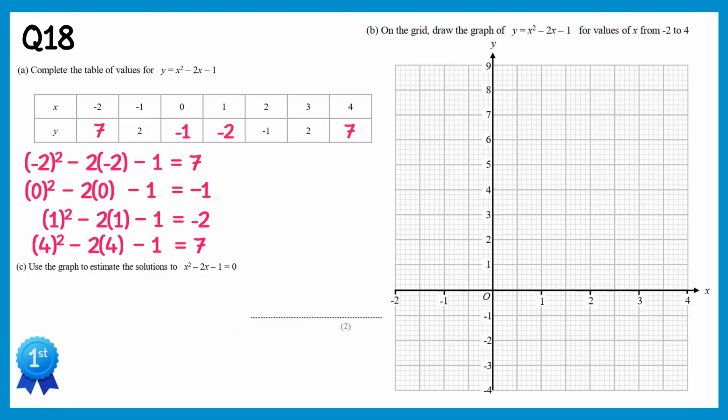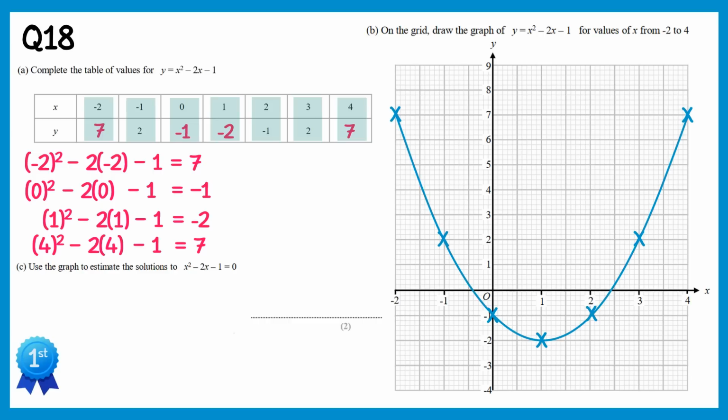We now need to plot each of these coordinates. The first one is negative 2, 7, which goes here. Then it's negative 1, 2, which goes here. 0, negative 1; 1, negative 2; 2, negative 1; 3, 2; and 4, 7. We now need to join these up, but don't use straight lines to join them. Do a smooth curve, something like this.